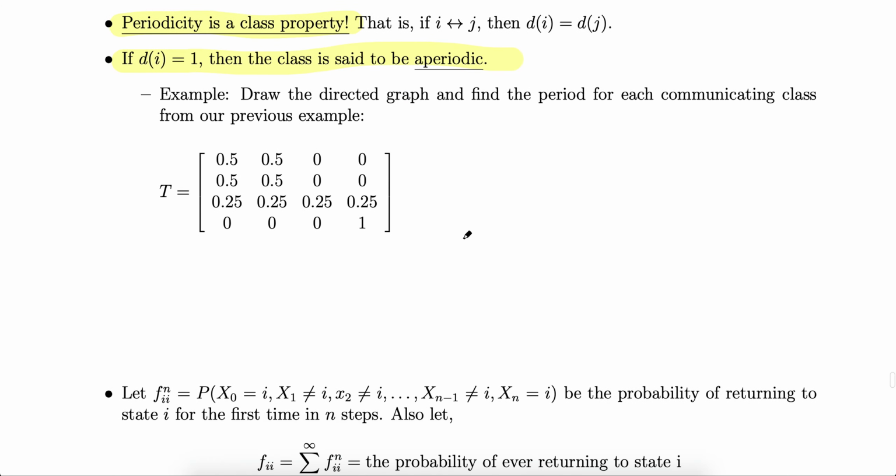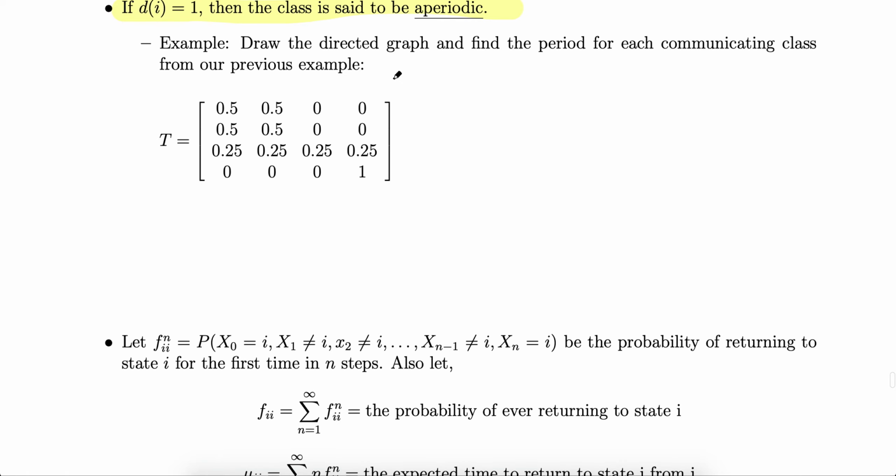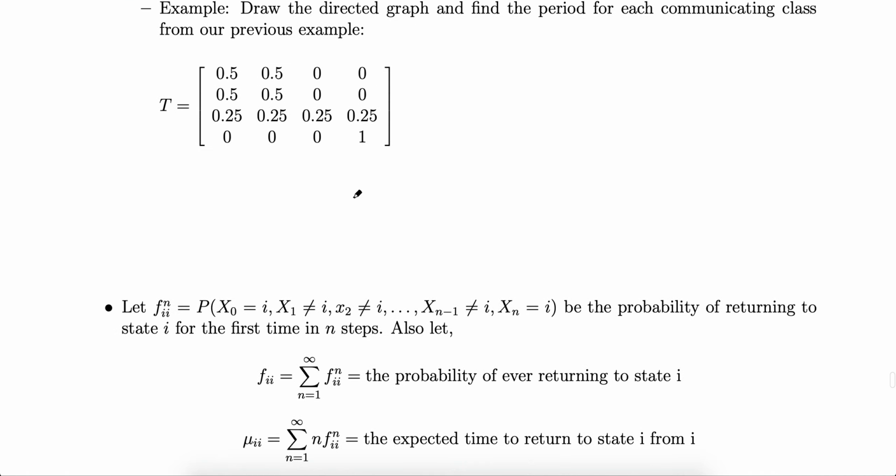So last example before our break. First, let's draw a directed graph of this transition matrix, find our communicating classes, and find the period of each of these communicating classes. If you want to pause it and give that a try, go for it. All right, hopefully you've tried it. Let's check out our directed graph first.